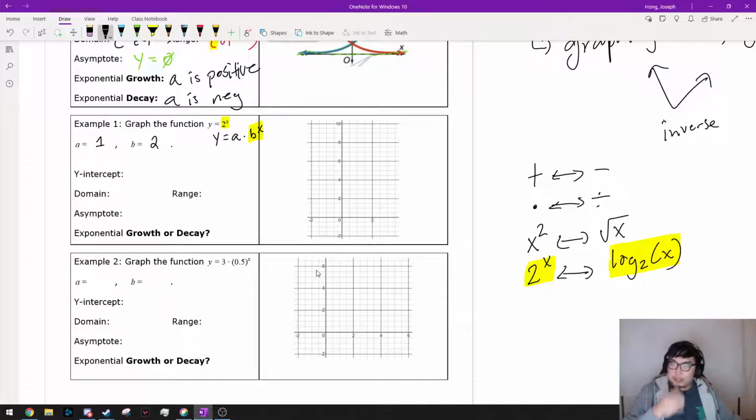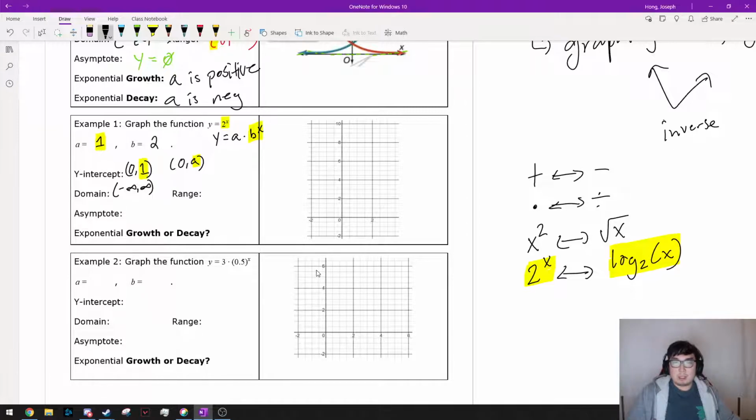I gave you an equation for your y-intercept, which is (0, 1). And the way that I got that is because it's (0, a), and your a is equal to 1. The domain is always going to be all real numbers, so I can write negative infinity to infinity. So let's try graphing this.